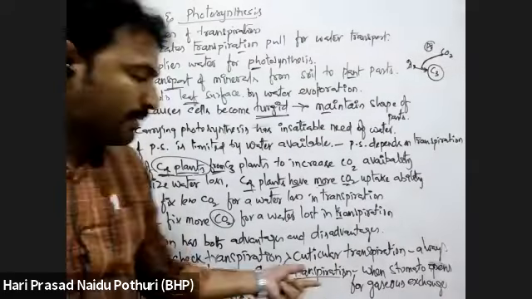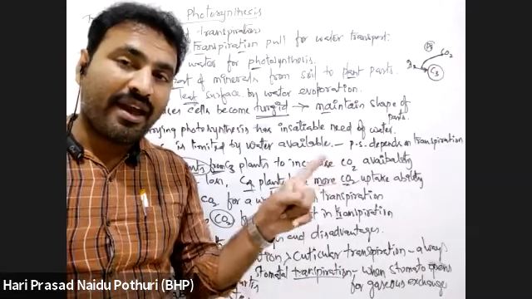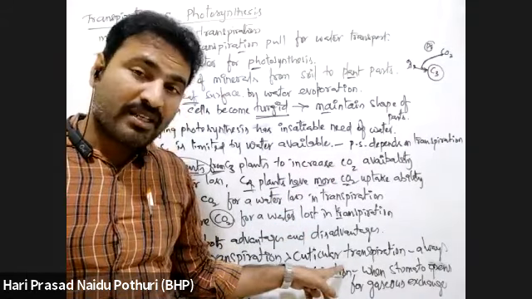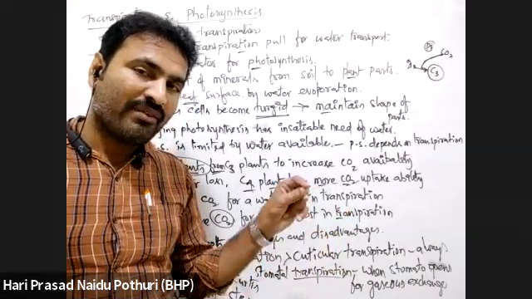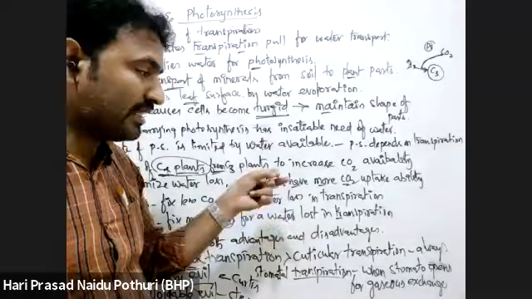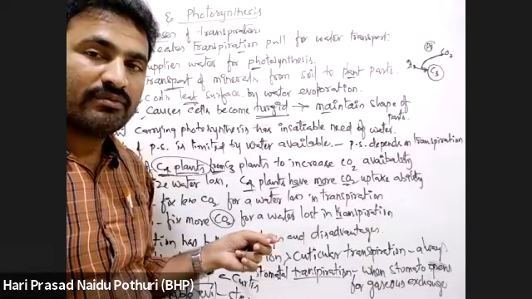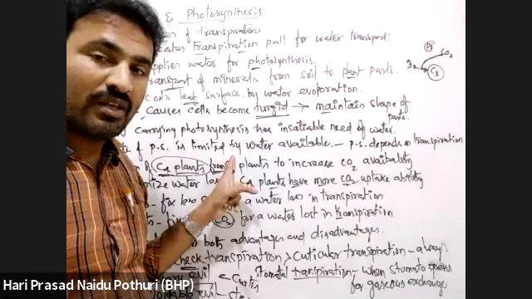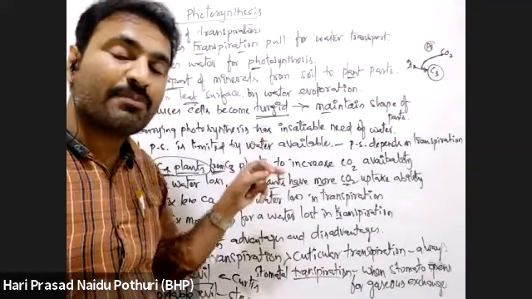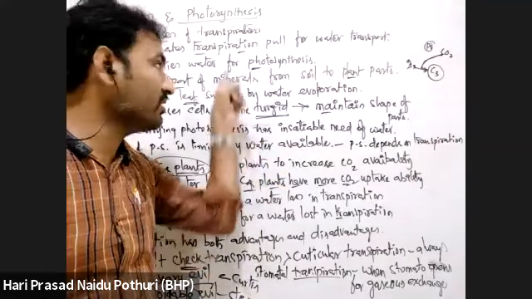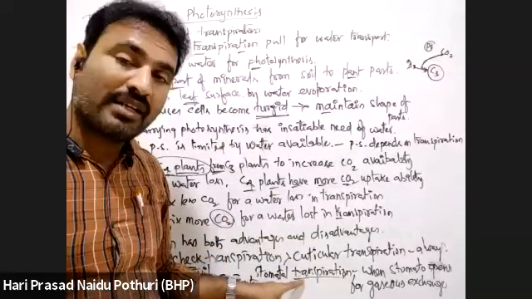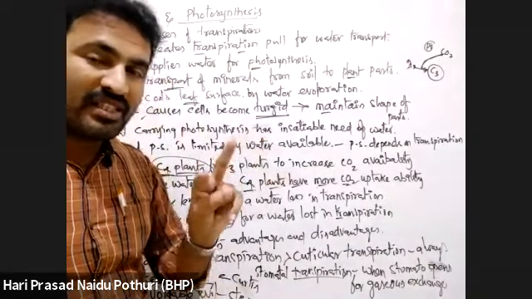So, transpiration has a benefit. Whenever transpiration is there, all these processes are taking place. It has a disadvantage because it is decreasing water availability to photosynthesis. All these are advantages. So stomatal transpiration has both an advantage and a disadvantage.